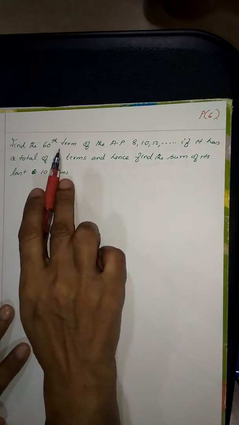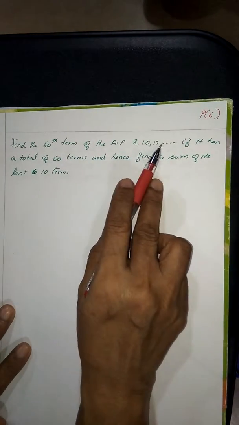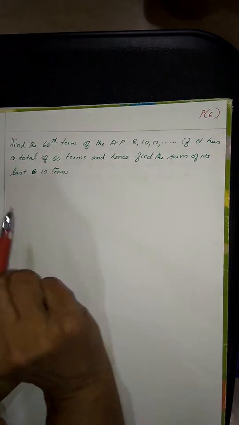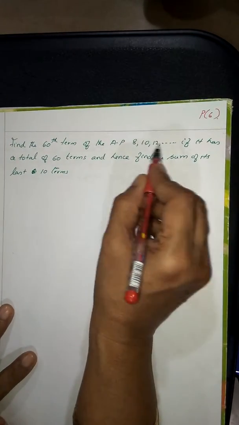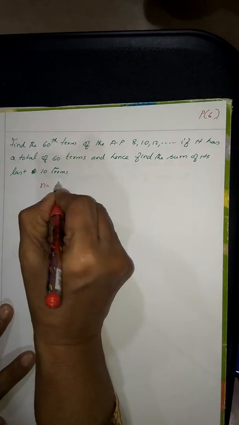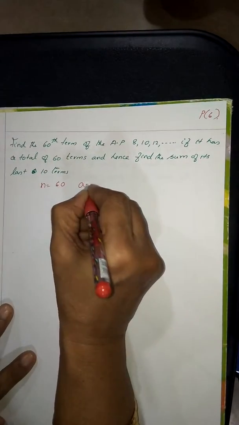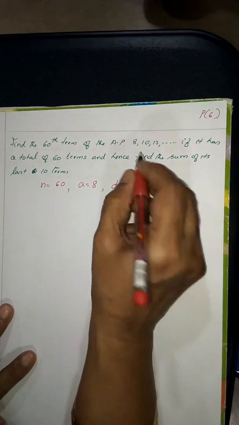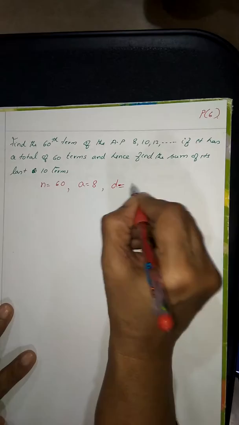Find the 60th term of the AP 8, 10, 12, etc., if it has a total of 60 terms, and hence find the sum of its last 10 terms. So we have to find the 60th term, and the number of terms n is equal to 60. A is equal to 8 and D is equal to 10 minus 8, so D equals 2.